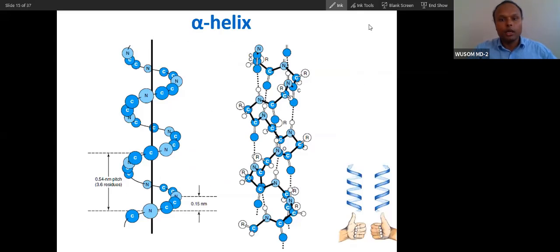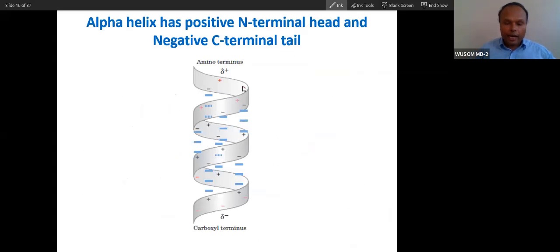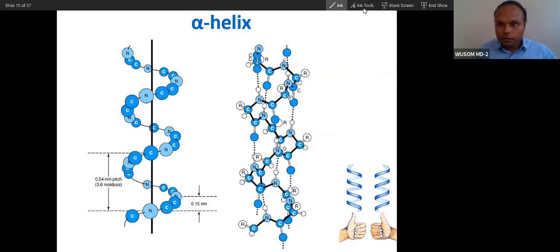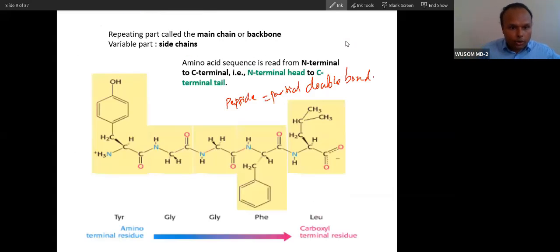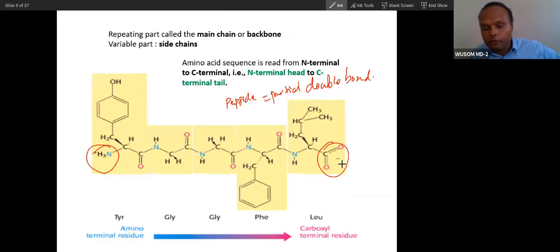That is very important. Now in the alpha helix, in any protein, the initial NH is free. Can you see? The initial NH group is free, and the terminal COO group will also be free. Other N and CO groups will be in bond, and that is why this is positively charged, and this is negatively charged.